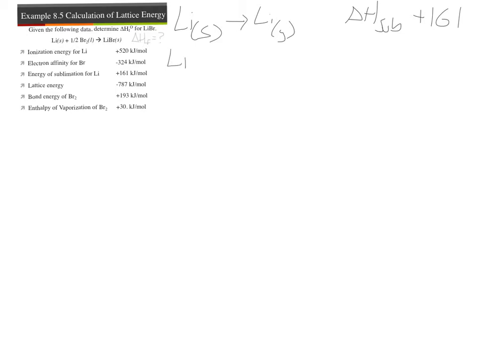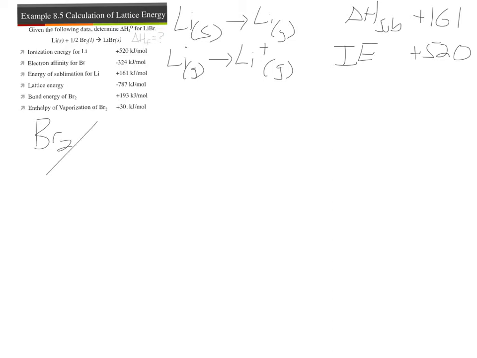All right, so lithium is now in a gaseous state. And now I need to take the lithium gas and I need to give it a charge. Okay. Well, that's ionization. So my ionization energy, I can look up in that chart, is plus 520 kilojoules. Okay. So lithium is now taken care of. We went from the solid state to the gaseous state, and we gave it a charge. Bromine's a little bit harder.